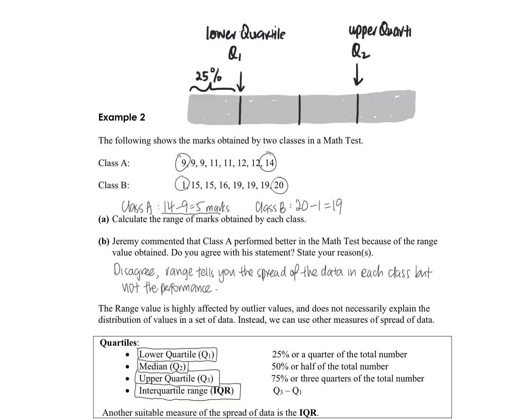Okay, so this is my upper quartile. It's actually my 75%. Can you see that? Because it's at my 3rd quarter. So this middle portion is called my median. It's actually at my 50% mark. It's right in the middle.